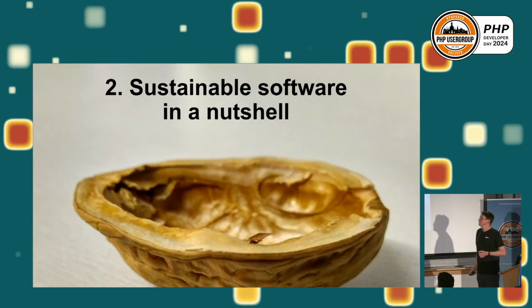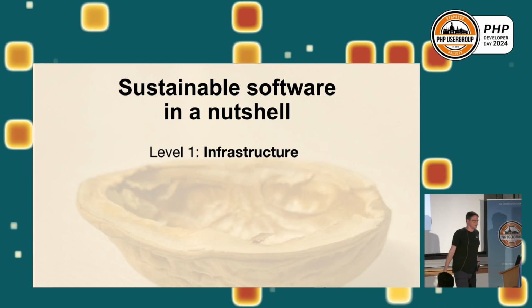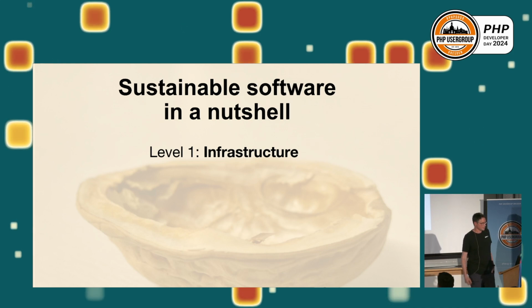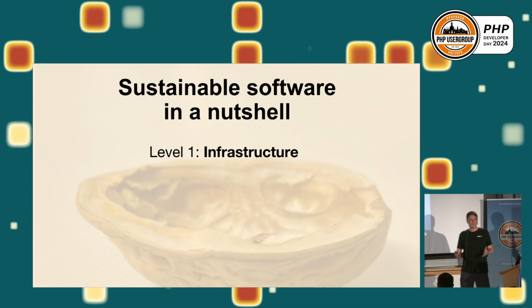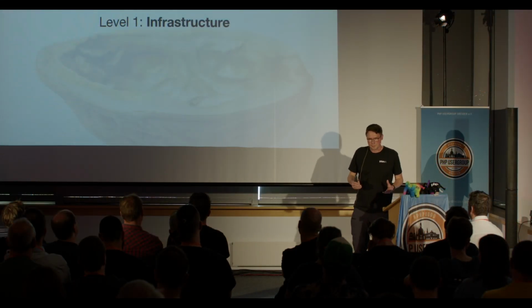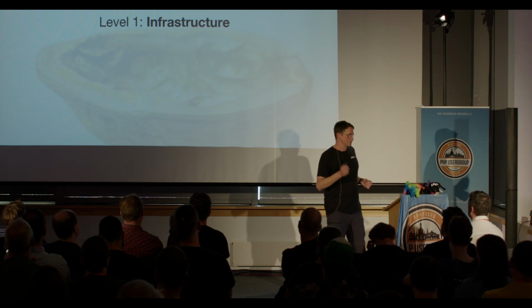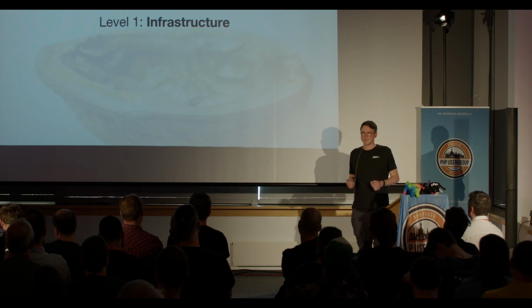So let's start. I usually organize the sustainable software approach in some levels. Think of level 1 as probably the easiest to achieve with the highest impact. So the probability that you get some really good results out of this is quite high.